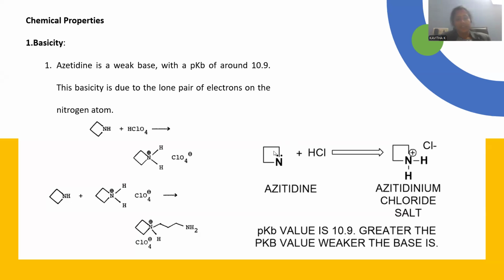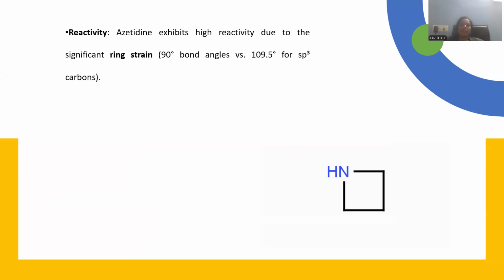So this is the way its basic nature is explained well. Let me go with reactivity. Whenever you observe the reactivity of this azetidine molecule, the reactivity is extremely large, and that is purely because of ring strain. Being a four-member ring system, all the bonds are very constrained in nature, and the bond angle is indicated as 90 degrees.